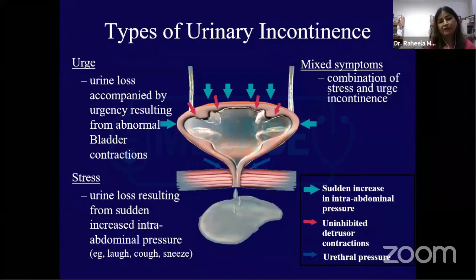And what are the other types? The other type is urgency incontinence, and one may have both, mixed urinary incontinence, combining urge and stress incontinence. And then another person may not have any symptoms and the bladder just fills and leaks, which is overflow incontinence.